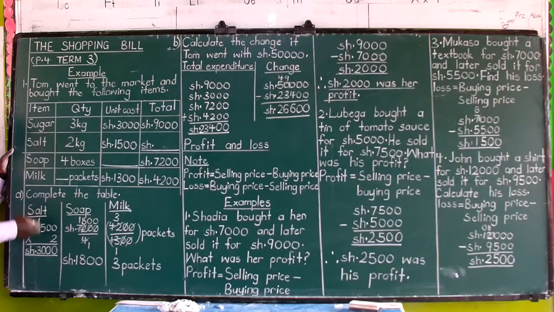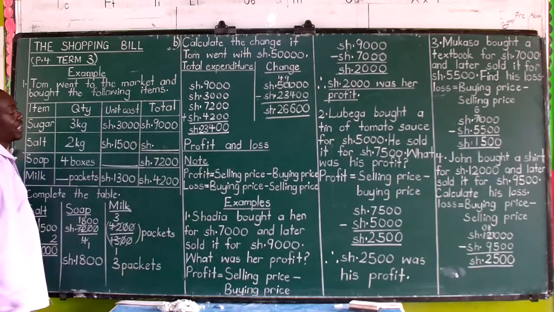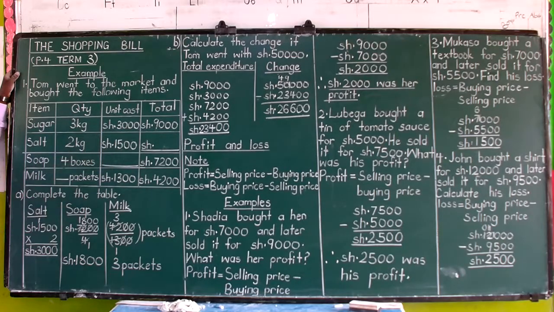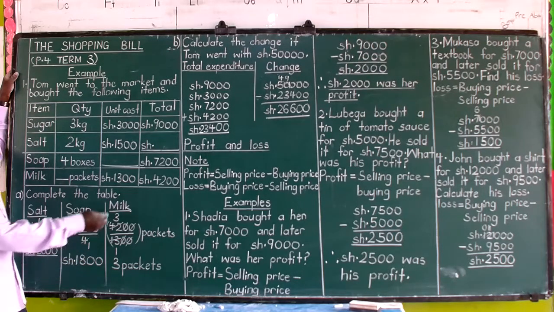So we go salt. I say this amount, the last gap, is found by multiplication of quantity and unit cost. So we multiply 1,500 shillings times 2. 2 times 0 is 0, 2 times 0 is 0. You get 2 times 5 is a 10. Write 0 remove 1. 2 times 1 is a 2 plus 1 you get 3. Thereby paying 3,000 shillings. Tom paid 3,000 shillings for the salt alone.